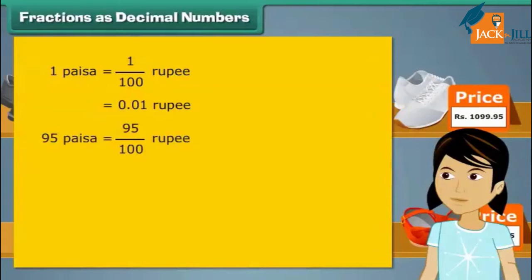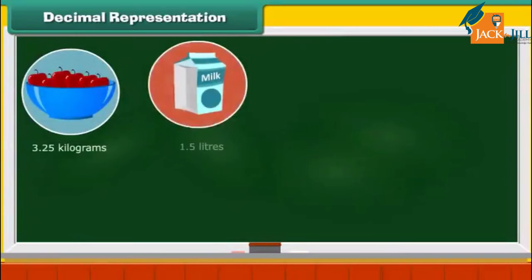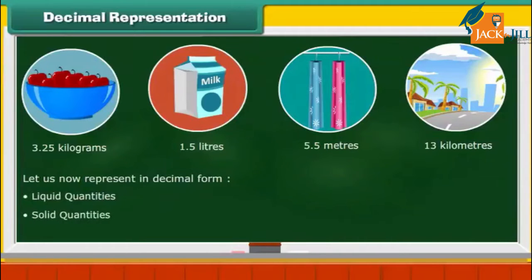We can express 95 paise as 0.95 rupee. Therefore, the decimals in the footwear prices stood for paise. When the value of an object is expressed in terms of money, decimal represents paise. Decimal representation. In real life, we use decimals extensively to express quantities and lengths. Let us now represent in decimal form: liquid quantities, solid quantities, lengths.